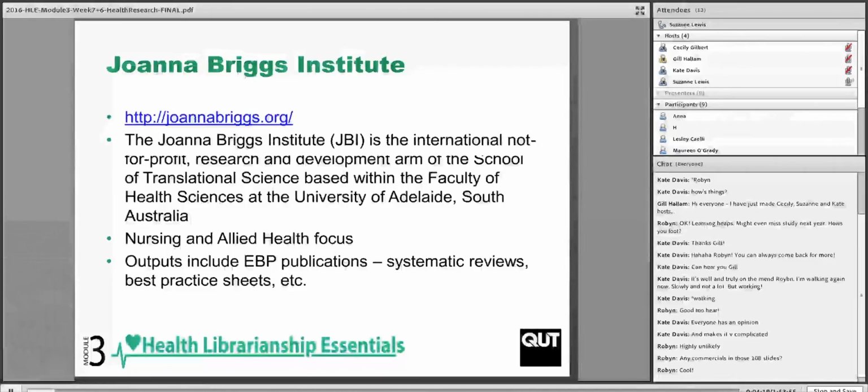And the output of the Joanna Briggs Institute is located in the Joanna Briggs Library, similar to the Cochrane Library. And some of the resources in this library are open access, but some require a subscription. And the resources include evidence-based practice publications such as systematic reviews, best practice sheets, and so on.